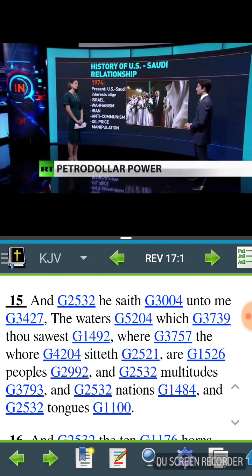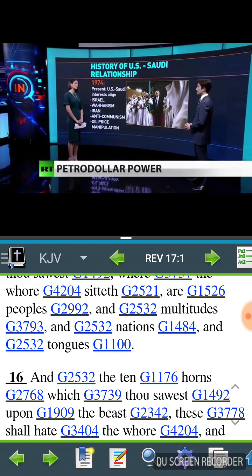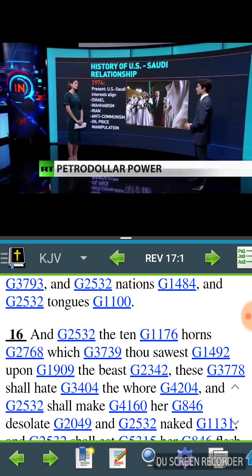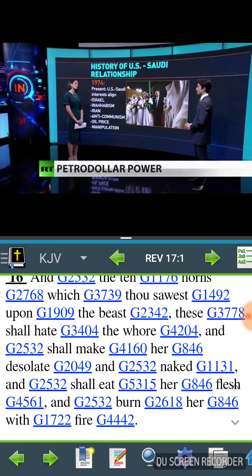And he saith unto me, the waters which thou sawest, where the whore sitteth, are peoples and multitudes and nations and tongues. Now here goes the point. It says, and the 10 horns which thou sawest upon the beast, these shall hate the whore. So these particular nations allied with the United States are going to hate the United States.